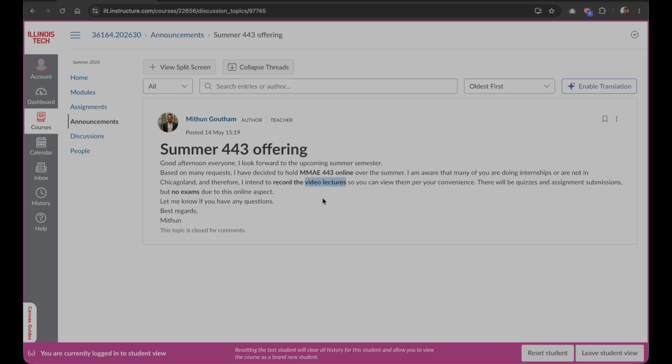This allows you to view them at your convenience. The quizzes and assignment submissions will be due usually on Sunday midnight, so you have the weekend to cover the material if you're not able to over the week.